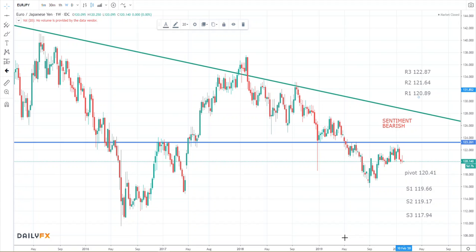So the European Euro versus the Japanese Yen. As you can see here on my weekly chart, my sentiment is bearish. We'll go ahead and pull on these pivot points and then we'll get started.